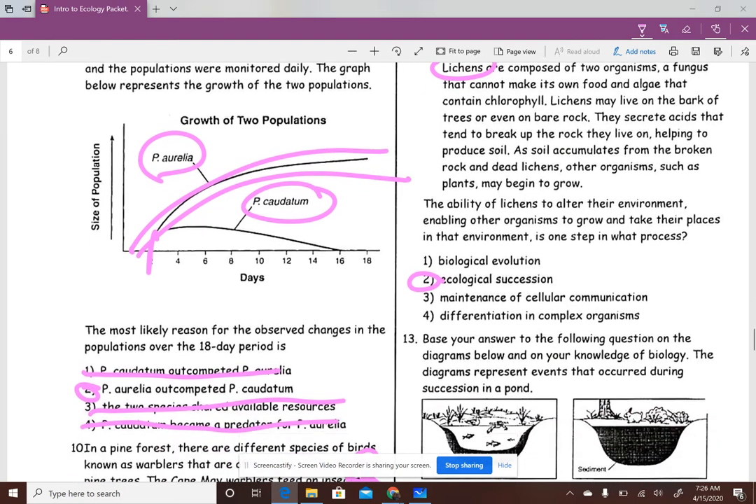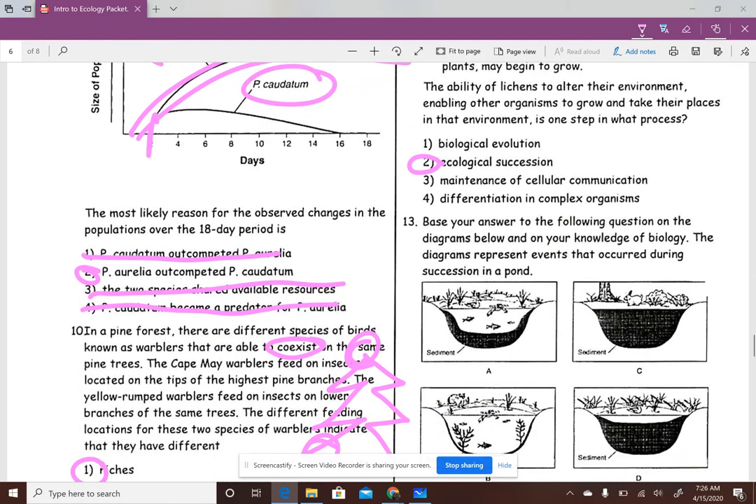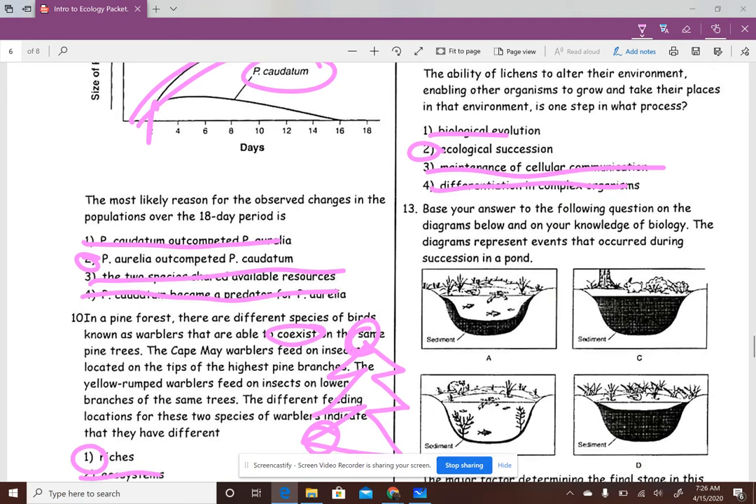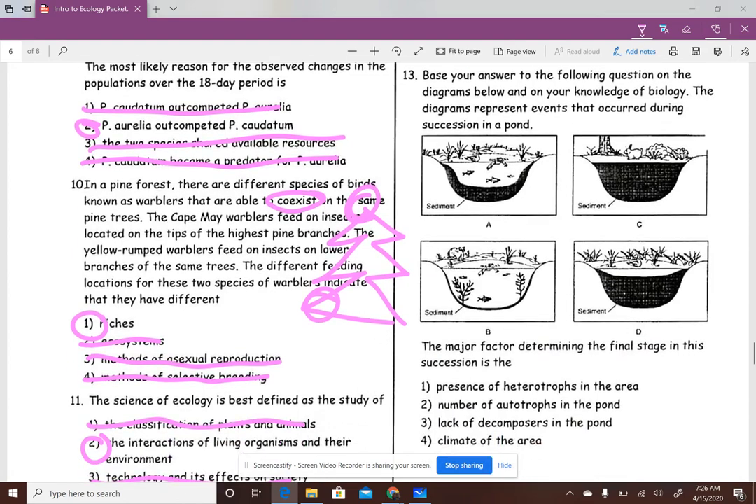Now, again, ecological succession is similar to biological evolution. Evolution is the change in a species over time, where ecological succession is the change in land over time. We're not talking about cells. That just doesn't make sense. And again, differentiation is the ability of a cell to become specialized.